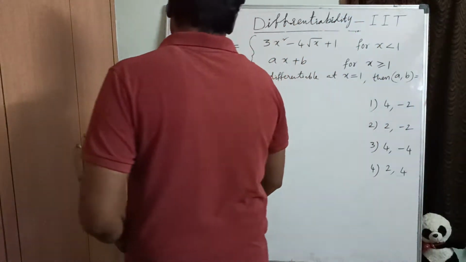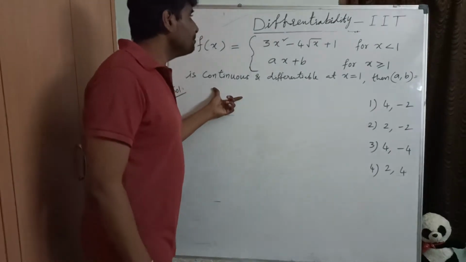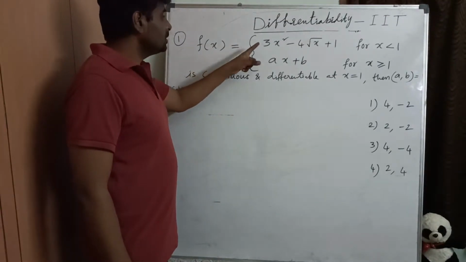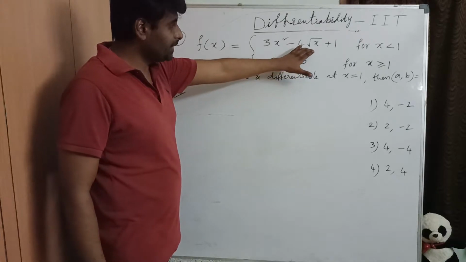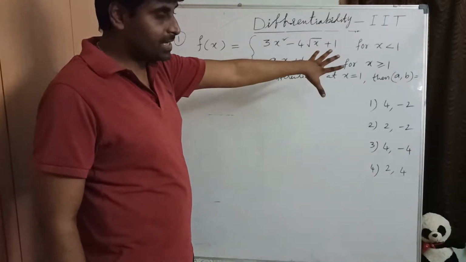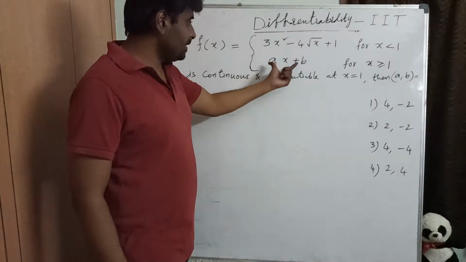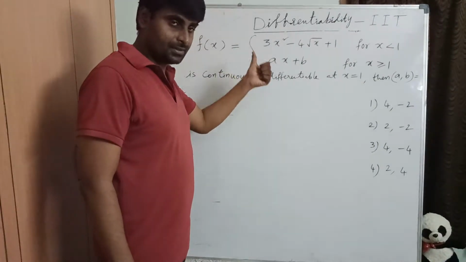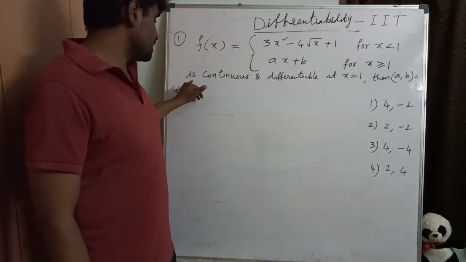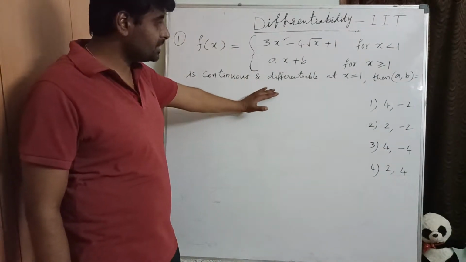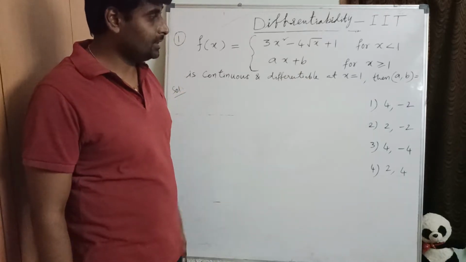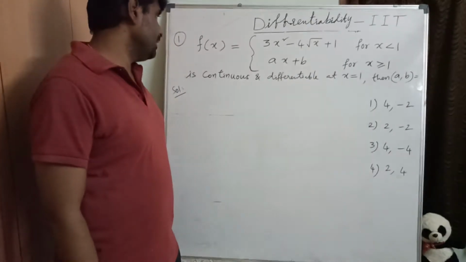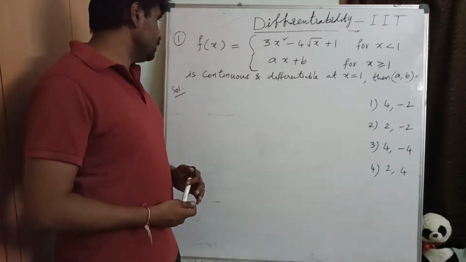Now see here. Question number 1 in this chapter: f(x) equals 3x squared minus 4 root x plus 1 for x less than 1, and ax plus b for x greater than or equal to 1. So this is the given function, right? It is given as continuous and differentiable both at x equals 1; then find the values of a and b. Clear?